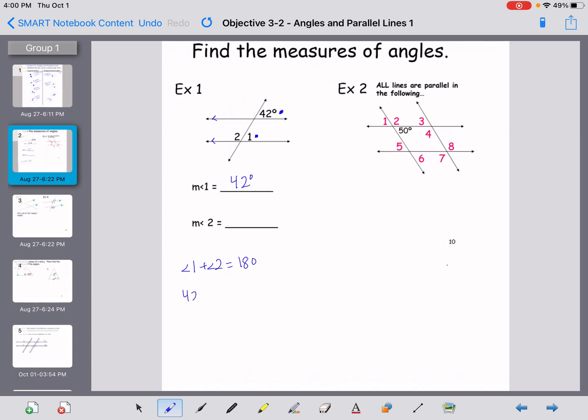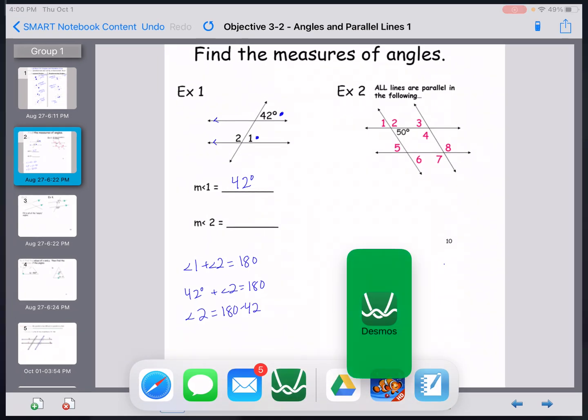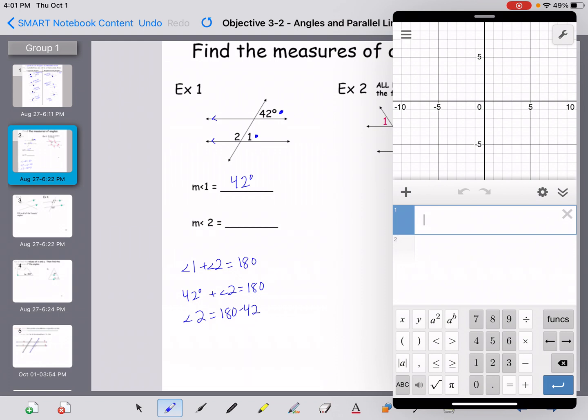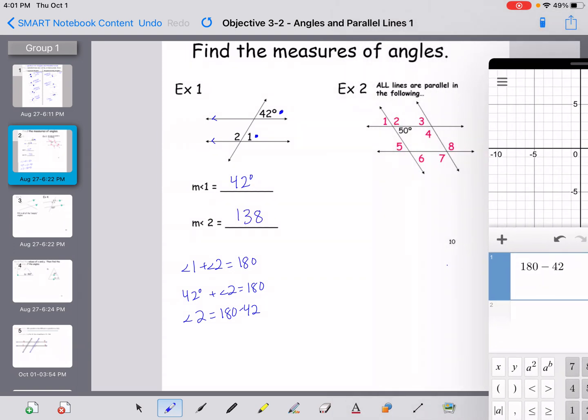So with a little bit of algebraic substitution, we can say angle 2 is 180 minus 42. And I'm not going to do that math in my head right now. I'm going to get out my calculator. And my calculator tells me that 180 minus 42 is 138. All right.